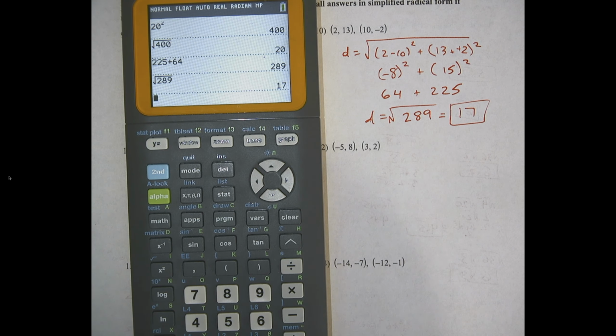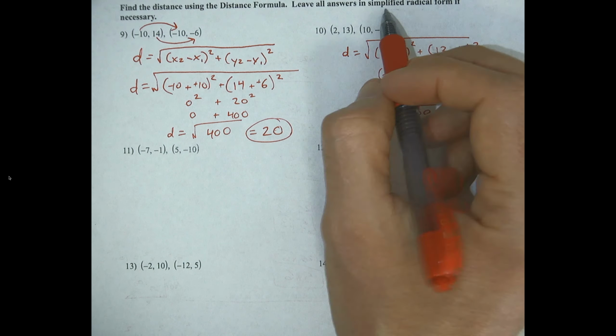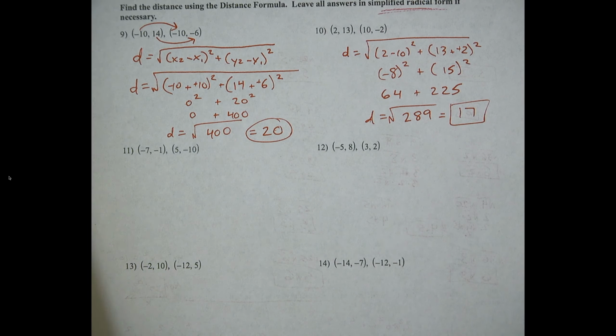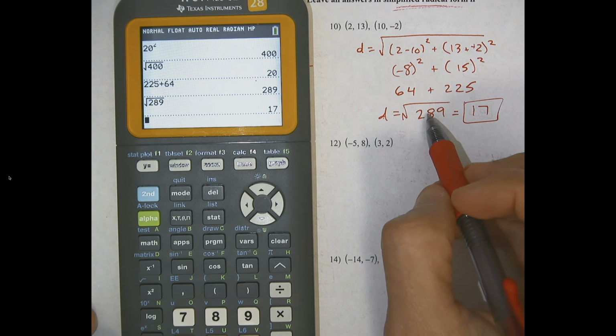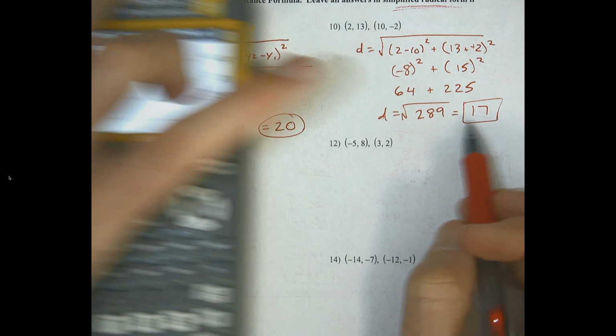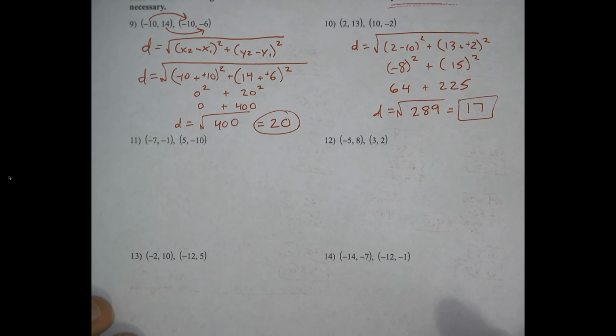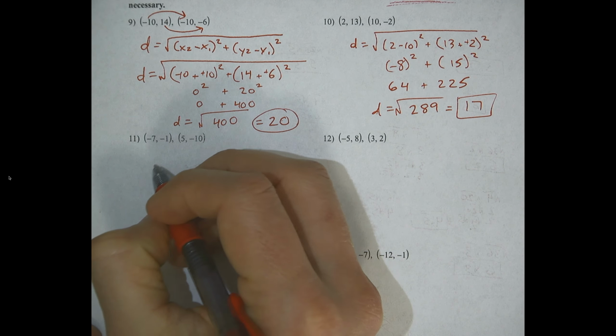If you don't get a decimal at that point, since we're leaving our answers in simplest radical form, not as a decimal, you would have to split 289 into pieces, but we don't have to because it has a nice whole number square root. All right.